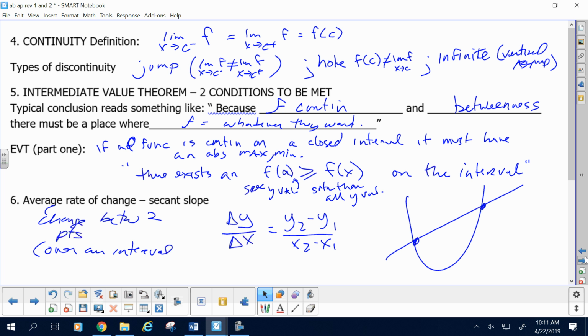I'll help you seventh hour. I'll help you before school. I'll help you after school. I don't care. I will match your effort and then some. So you just tell me how I can help you and I'll do it. All right?